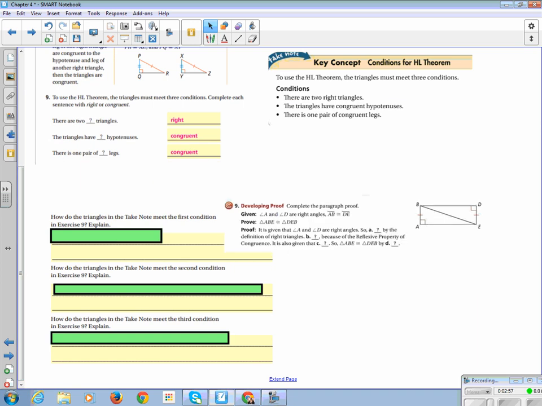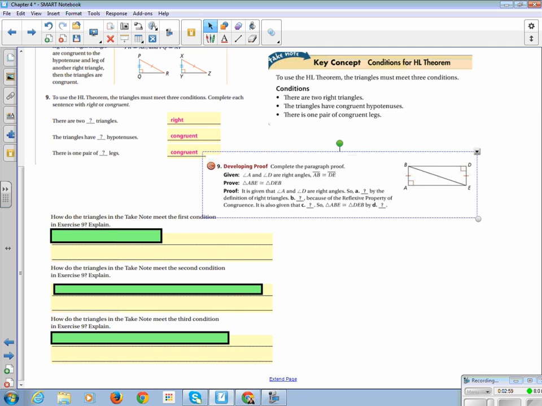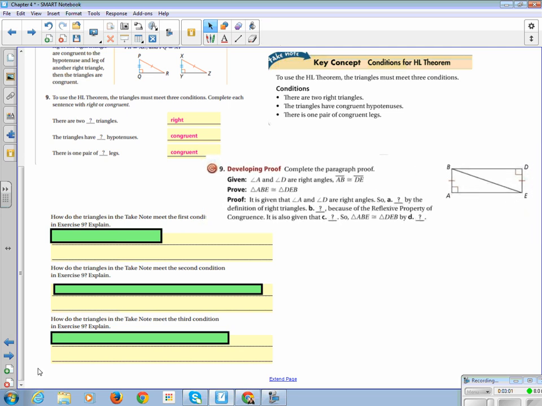Alright, so we're going to take a look at exercise 9 and answer some questions about it. Exercise 9 is developing proof, and we're going to complete the paragraph proof. We are given that angle A and angle D are right angles, and we're given side AB is congruent to side DE. We want to prove that triangle ABE and triangle DEB are congruent. So here's this little proof.